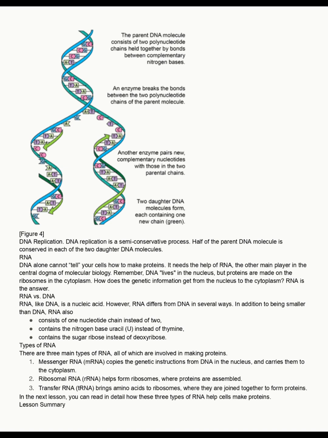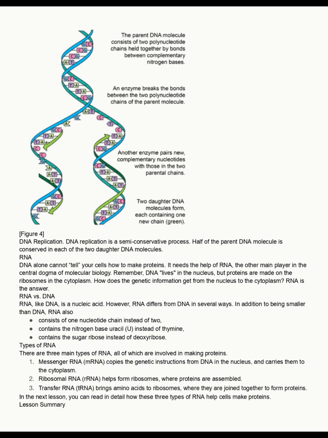Types of RNA. There are three main types of RNA, all of which are involved in making proteins. Messenger RNA, mRNA, copies the genetic instructions from DNA in the nucleus and carries them to the cytoplasm. Ribosomal RNA, rRNA, helps form ribosomes, where proteins are assembled. Transfer RNA, tRNA, brings amino acids to ribosomes, where they are joined together to form proteins. In the next lesson, you can read in detail how these three types of RNA help cells make proteins.